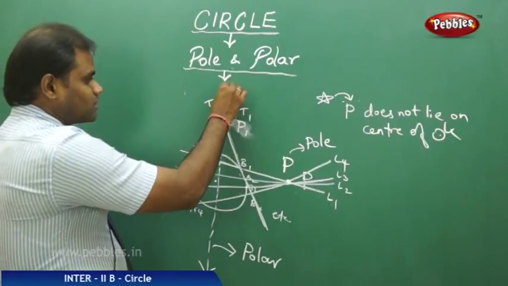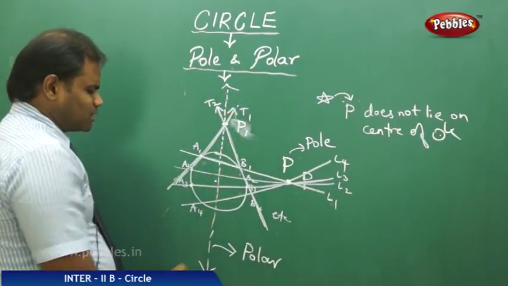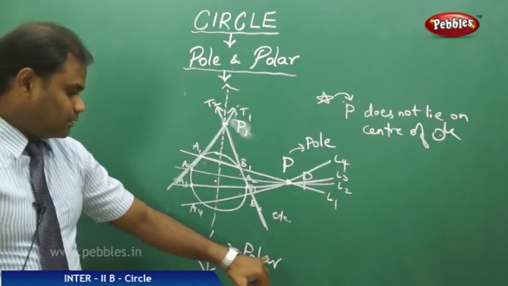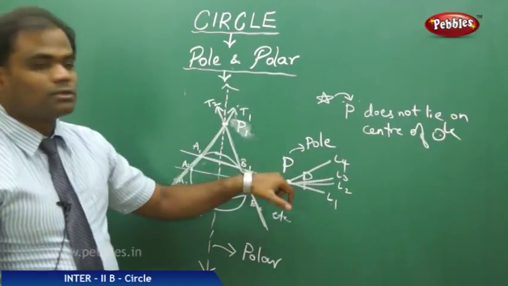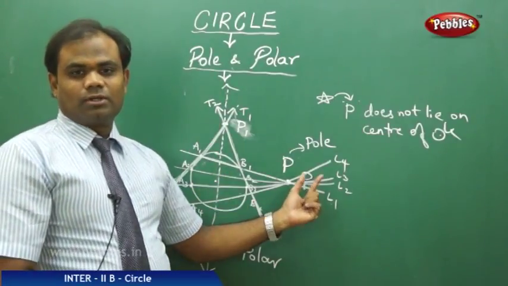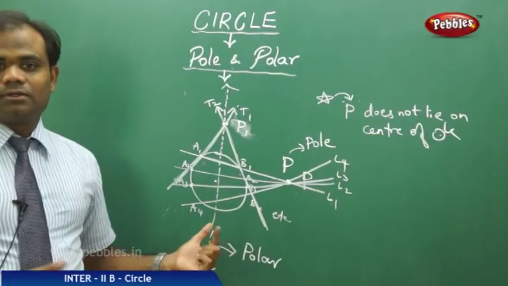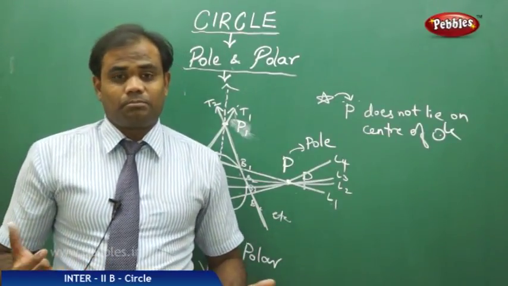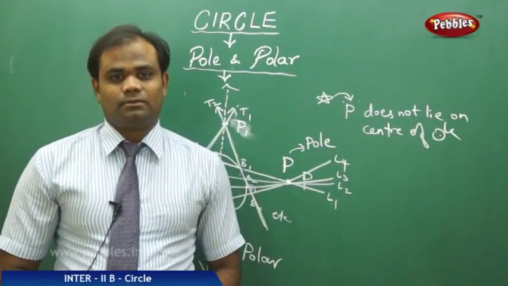So each of the points of intersections, when they form a locus, form a line which is called the polar, and the respective point is called the pole. The point is called the pole, and this line is called the polar. This is how we understand the concept of pole and polar for a circle.